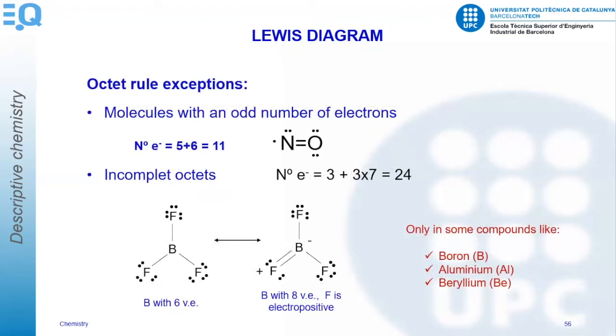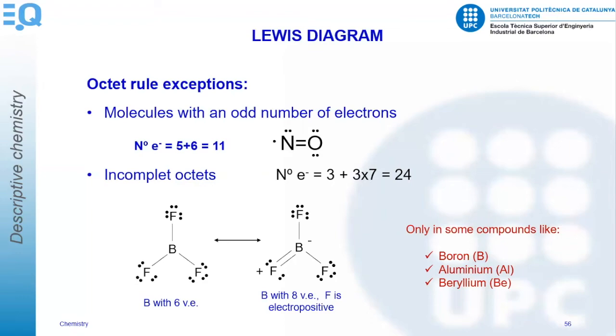Like everything, the octet rule has its exceptions. We can have either molecules with odd numbers of electrons or incomplete octets. For the first case, we have an example, which is nitrogen monoxide, and the number of electrons is 5 plus 6, which equals 11. For incomplete octets, in this case, we have a number of electrons of 3 plus 3 multiplied by 7, which equals 24.